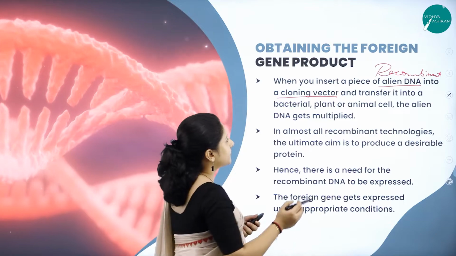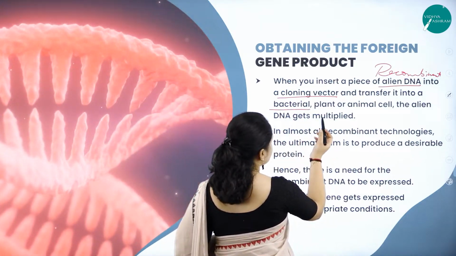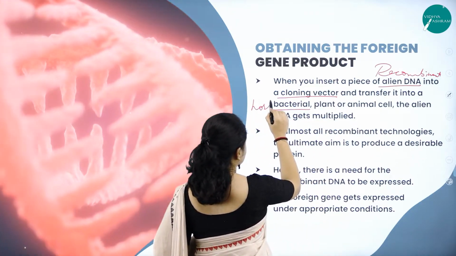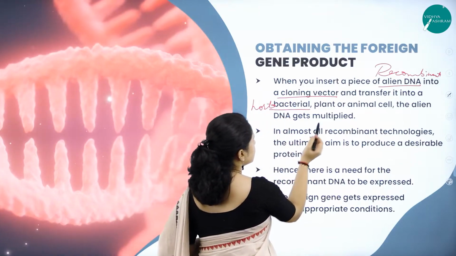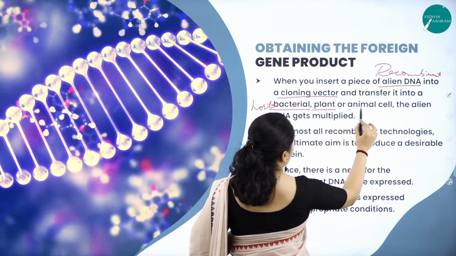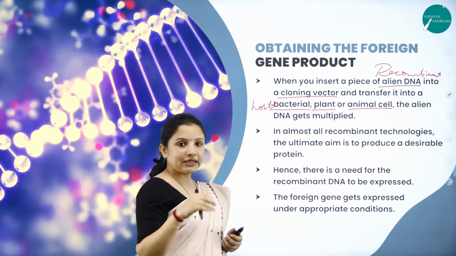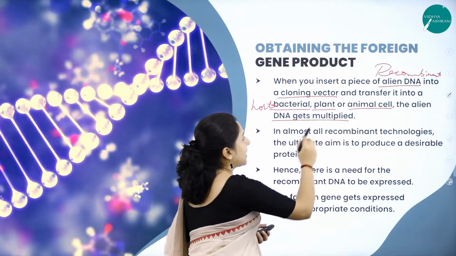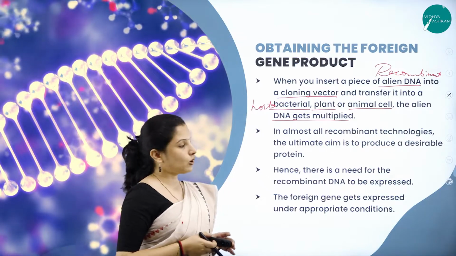and then it is transferred into a host. We are transferring into the host. What are the different hosts? Either bacteria, plant or animal cell. Then the alien DNA gets multiplied in the bacteria, plant and animal cell also.